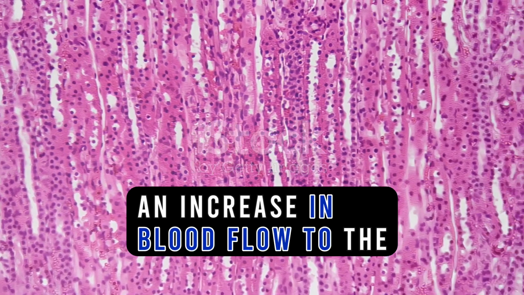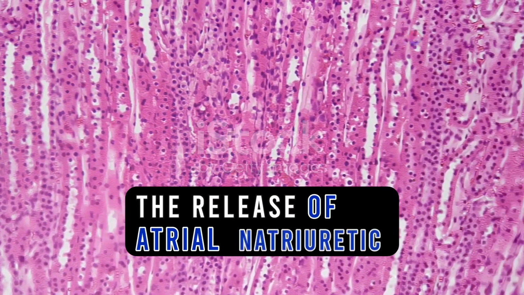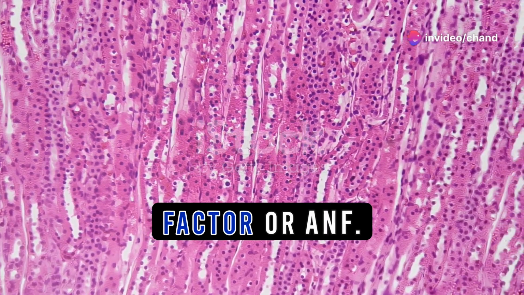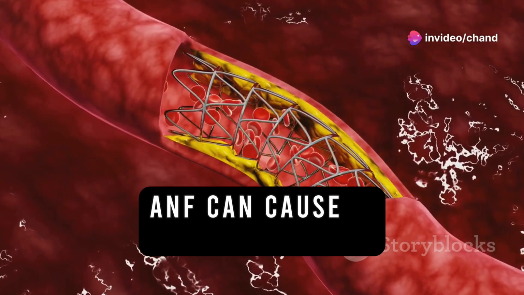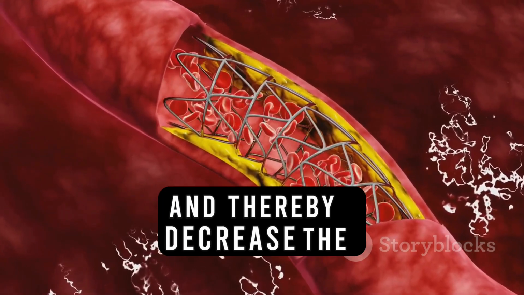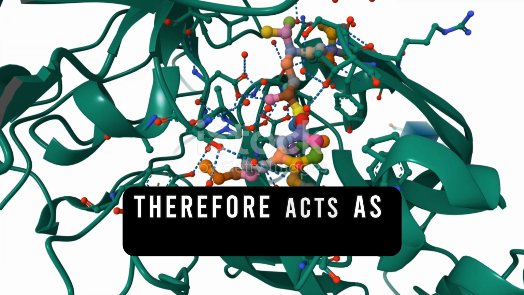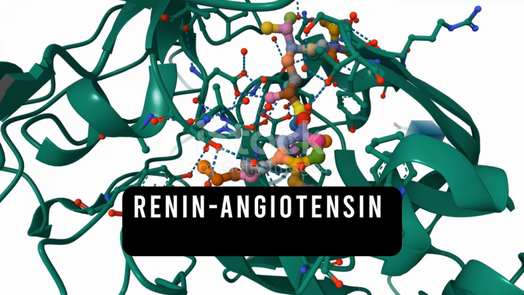An increase in blood flow to the atria of the heart can cause the release of atrial natriuretic factor, or ANF. ANF can cause vasodilation, or the dilation of blood vessels, and thereby decrease the blood pressure. The ANF mechanism, therefore, acts as a check on the renin-angiotensin mechanism.